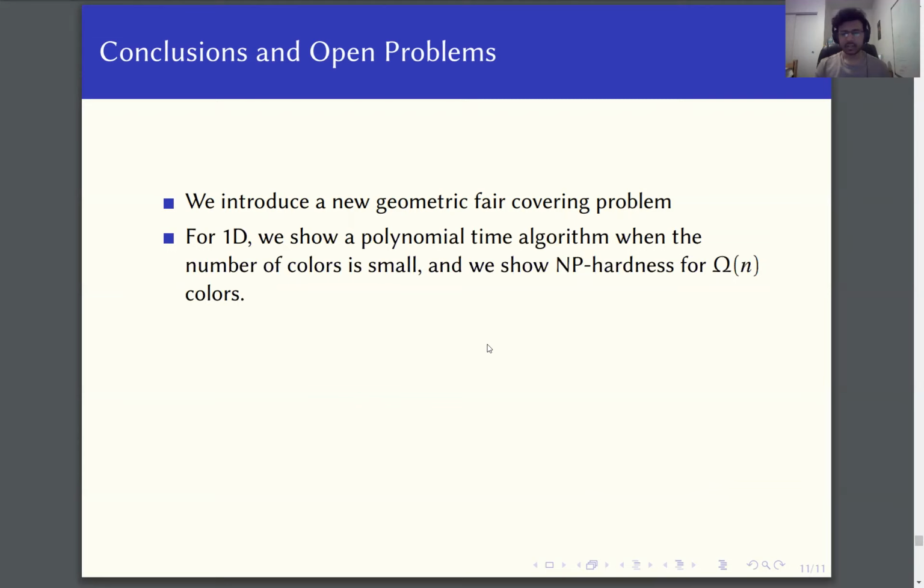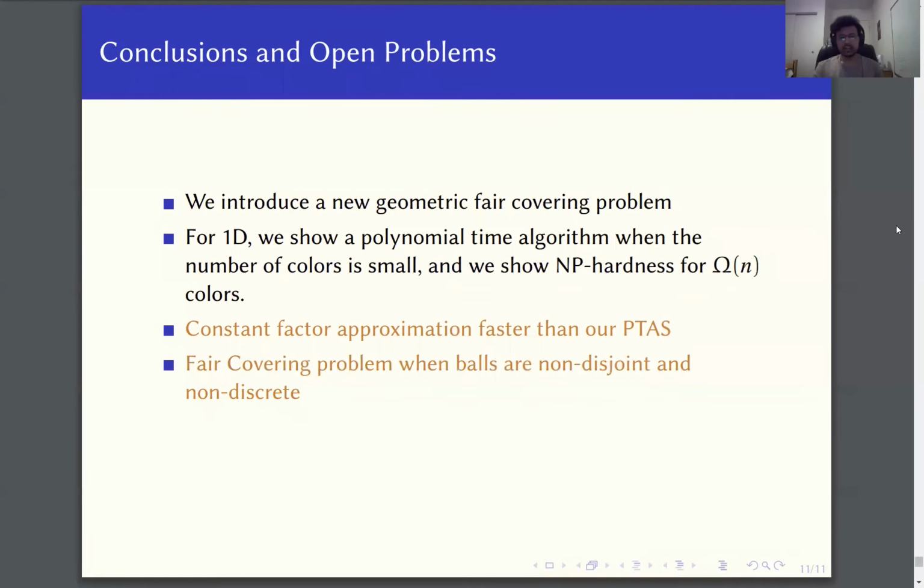There are several interesting open problems. One is to compute a constant factor approximation significantly faster than our PTAS. Another direction is to consider the general version of the fair covering problem, that is, getting rid of the non-disjointness and non-discreteness assumptions.